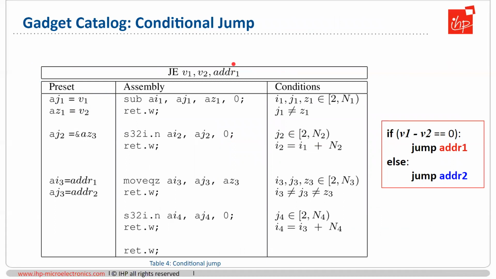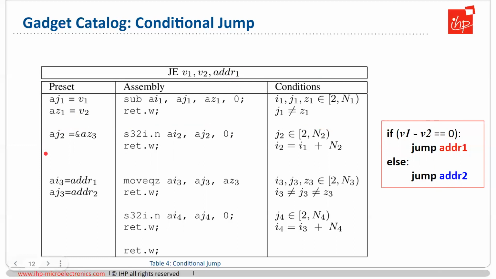Now let's have a look at the conditional jump, which is much more complicated, where we need to compare two values. And if two values are equal, then we need to jump to address 1. In our case, we're going to address 2. So the idea is that we subtract one value from the other value. If we're getting 0, then we're jumping to address 1. Otherwise, we're jumping to address 2.